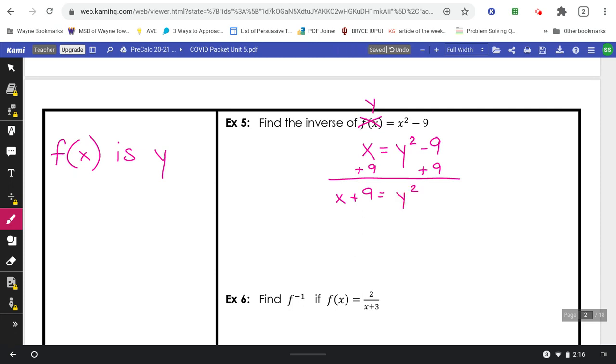And to get rid of the square on the y, I'm going to square root both sides. The square root and the square cancel out. And again, I'm going to move that y equals to the beginning just because I like the way it looks. You can actually take the square root of x plus 9. So you just write it as the square root of x plus 9. And there's your inverse. That is the equation that if you plugged in a number would take you back to what you originally started with.